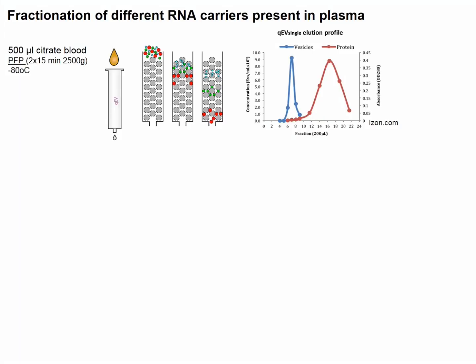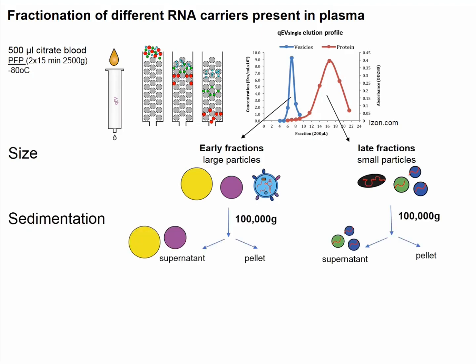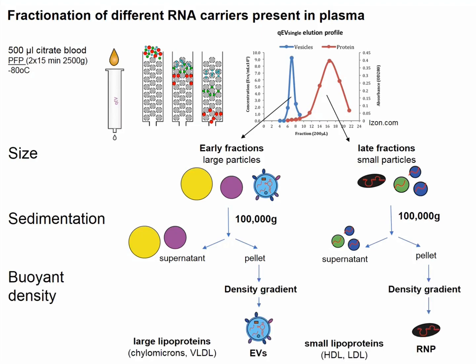We started out with platelet-free plasma, which was obtained by blood collection in a citrate tube. We subjected this to size exclusion chromatography, during which we separated large particles, including EVs, in the early fractions and small particles in the late fractions. We then applied regular ultracentrifugation to separate the light lipoprotein particles from denser EVs and ribonucleoprotein protein complexes in each of the fractions. Finally, we applied a density gradient to the pellets to further purify the EVs.